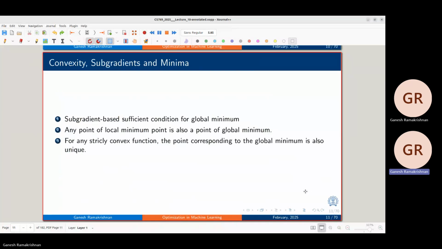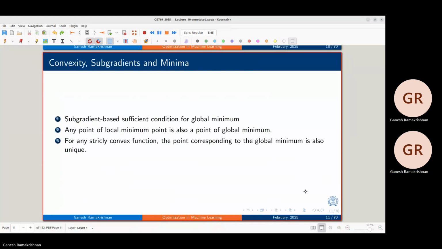Of course, this is in the context of convexity, because a subgradient otherwise is not even guaranteed to exist. Obviously, we'll see a little bit more on non-convex functions. Now, any point of local minimum for a convex function is also a point of global minimum. That's another connection we'll see. So local min and global min are connected for convex functions. That's the second connection.